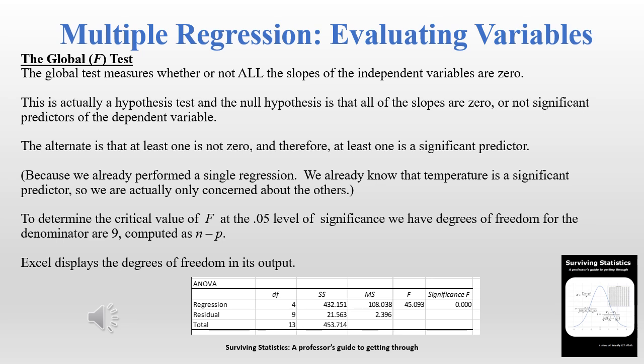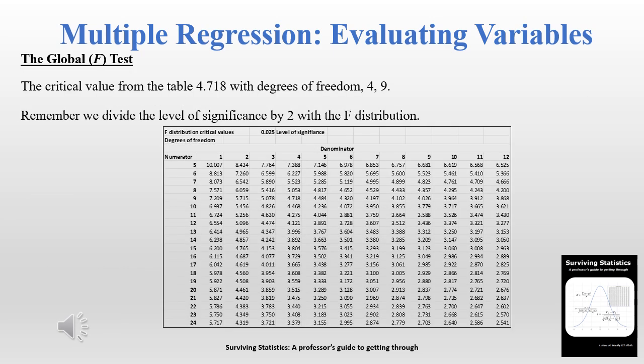Well, right now I can tell you that there is at least one of these that is a significant predictor, but let's go ahead and step through the process here. The degrees of freedom are given to us as 4 and 9. So let's look at the table and see what the critical value of F at the 0.05 level of significance would actually be. All right, using the F table with the 0.025, remember it's a two-tailed test.